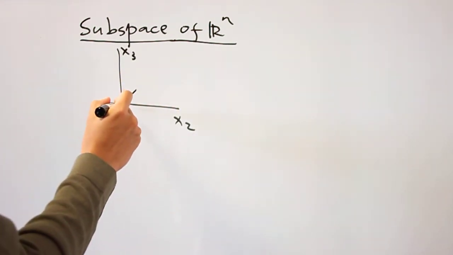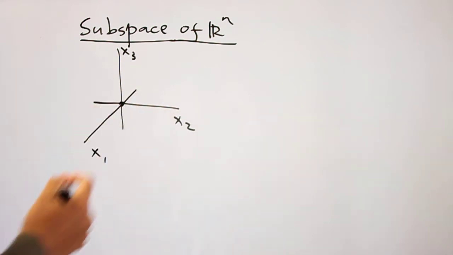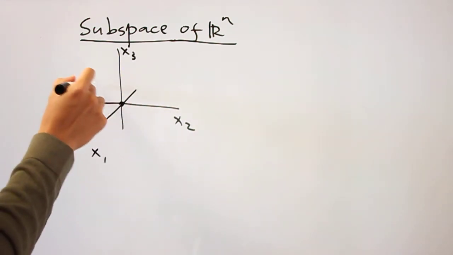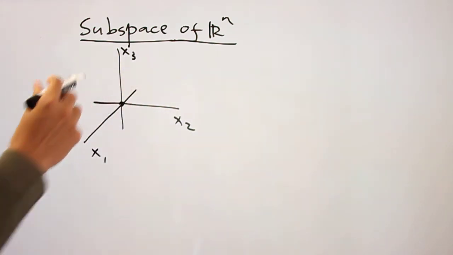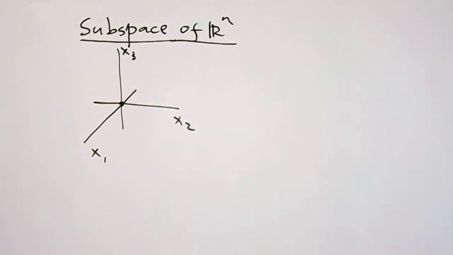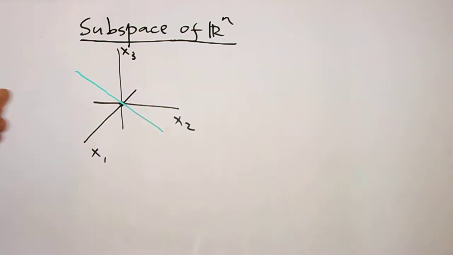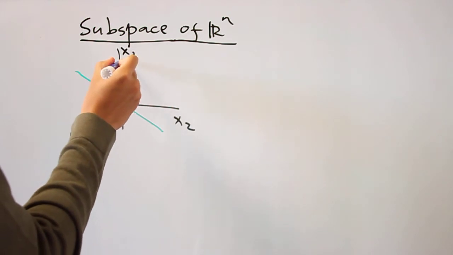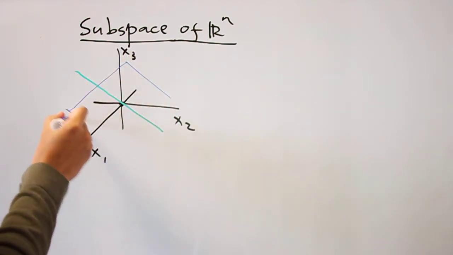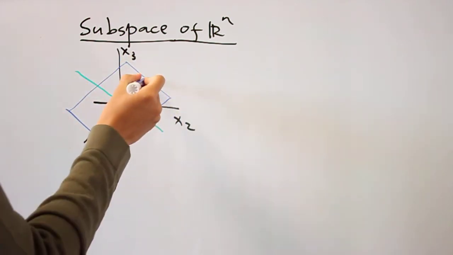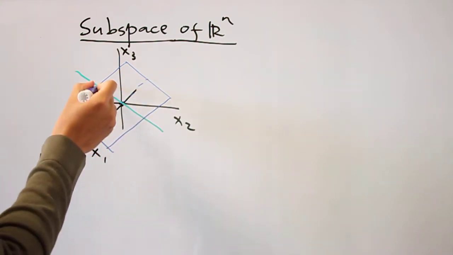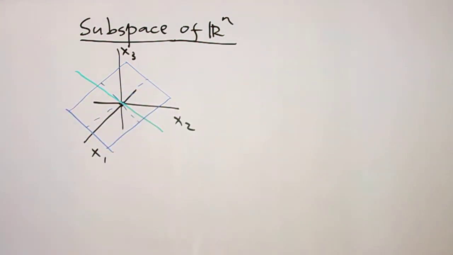It can be zero dimension, so like a point. It can be a line that passes through here, or it can be a plane that goes like that. Or it can be the whole entire space.